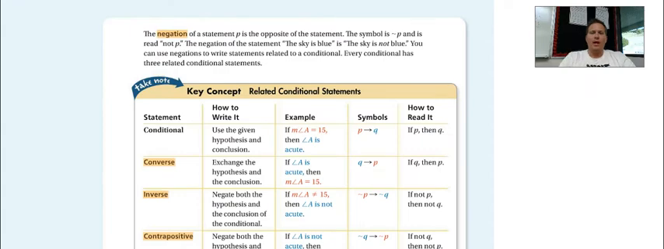Next we have the vocab word negation. The negation of a statement P is the opposite of the statement, and the symbol is not P. So for a statement such as "the sky is blue," the negation is "the sky is not blue." The negation is the opposite, that it is not the statement.